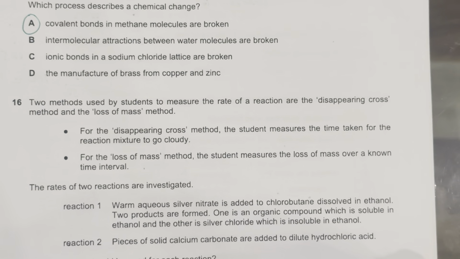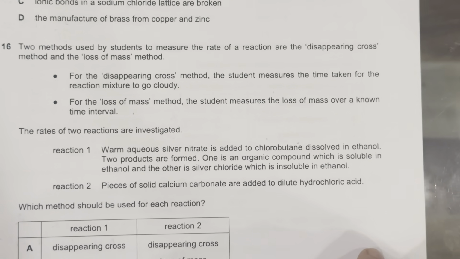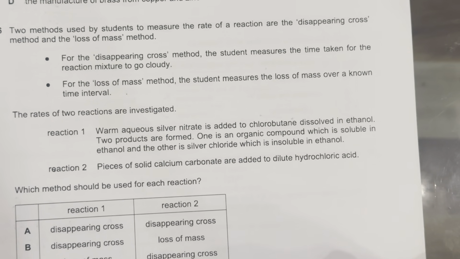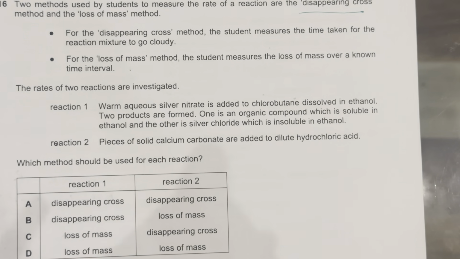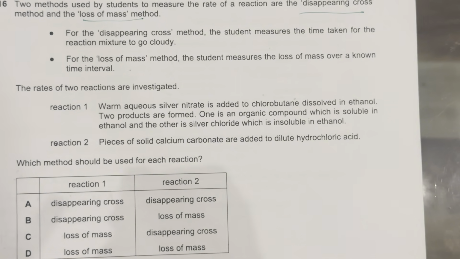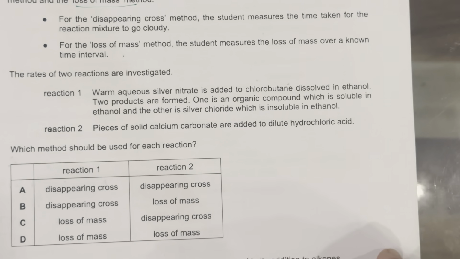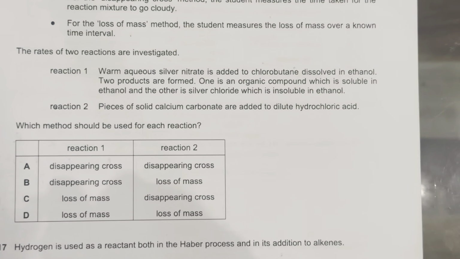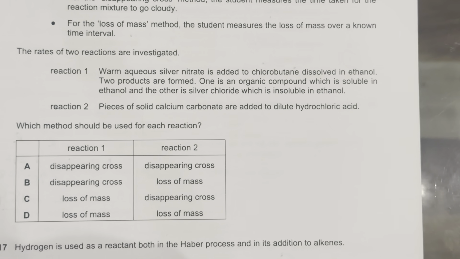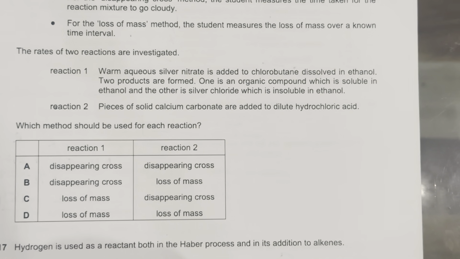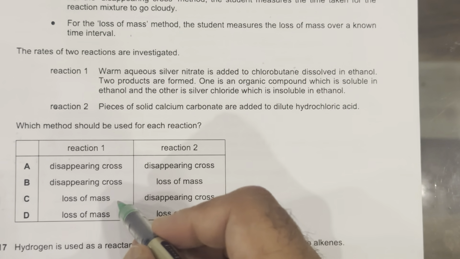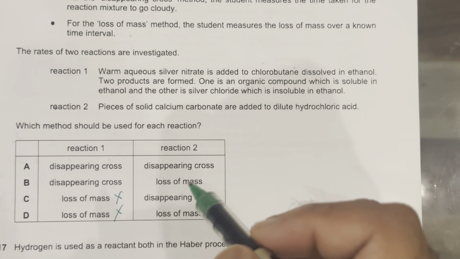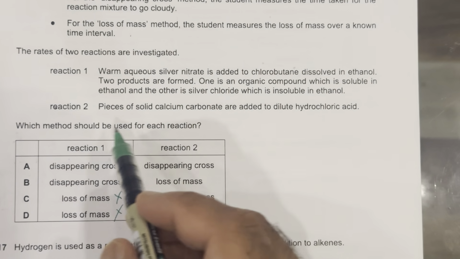Next is question number 16. The two methods used by the students to measure the rate of the reaction are the disappearing cross method and the loss of mass method. For the disappearing cross, the student measures the time taken for the reaction mixture to go cloudy. So reaction 1 is the disappearing cross. Option A and option B are the right options. We are going to choose from here, and we need to read.